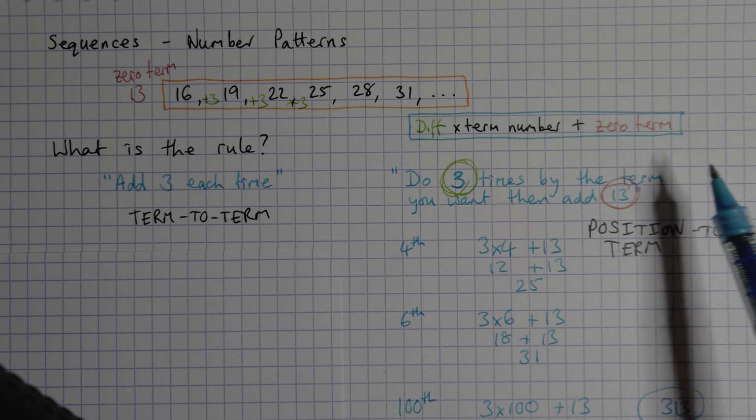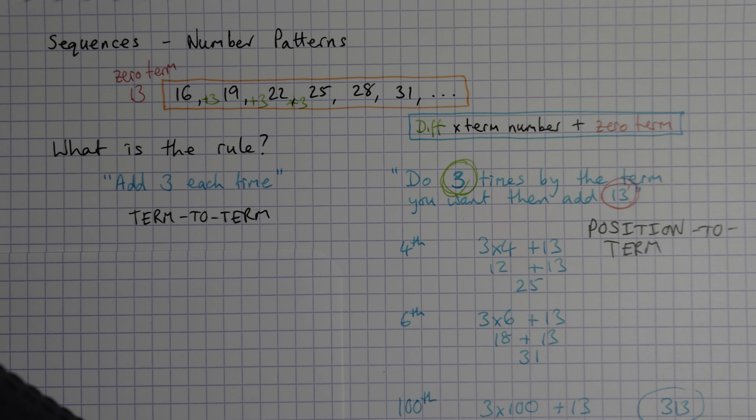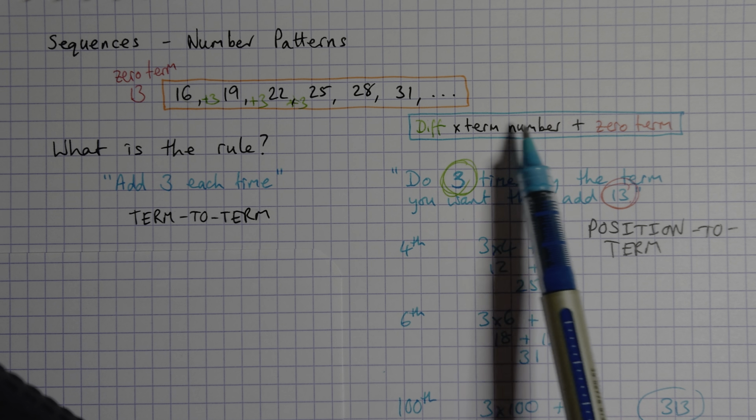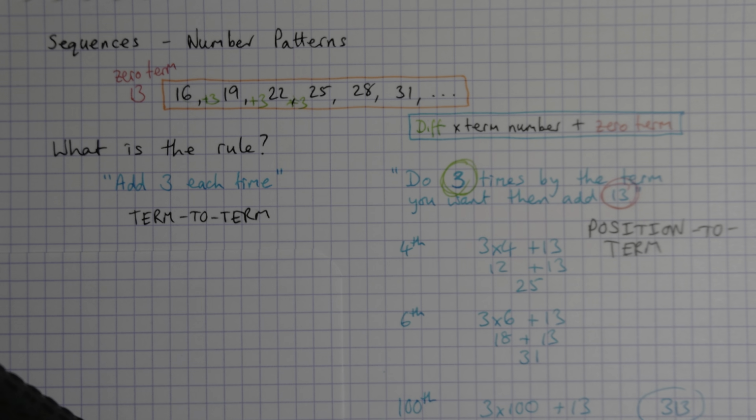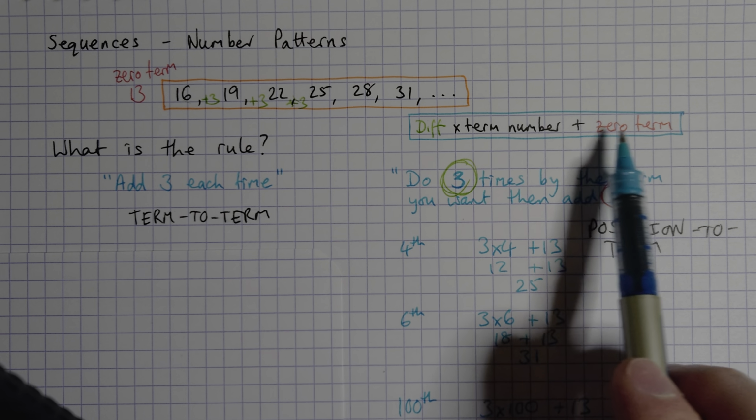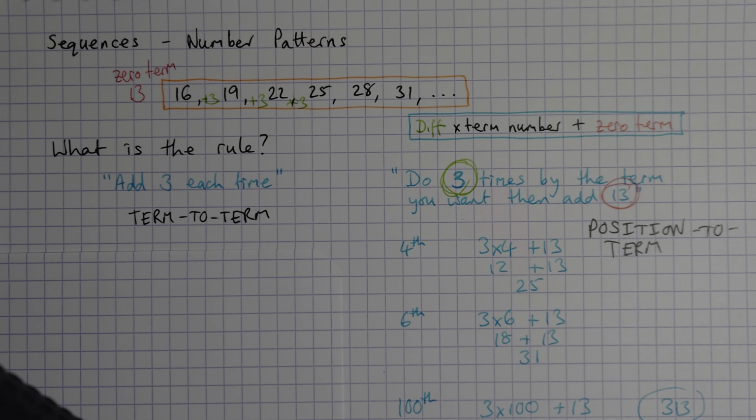So in fact, my position to term rule will always look like that. It will always be whatever the difference between the terms is times by the term number that I actually want, and then add on the 0 term. It looks a bit confusing when it's written generally like this, but for any particular example, it's pretty easy. I'll show you how it works with a few more examples.